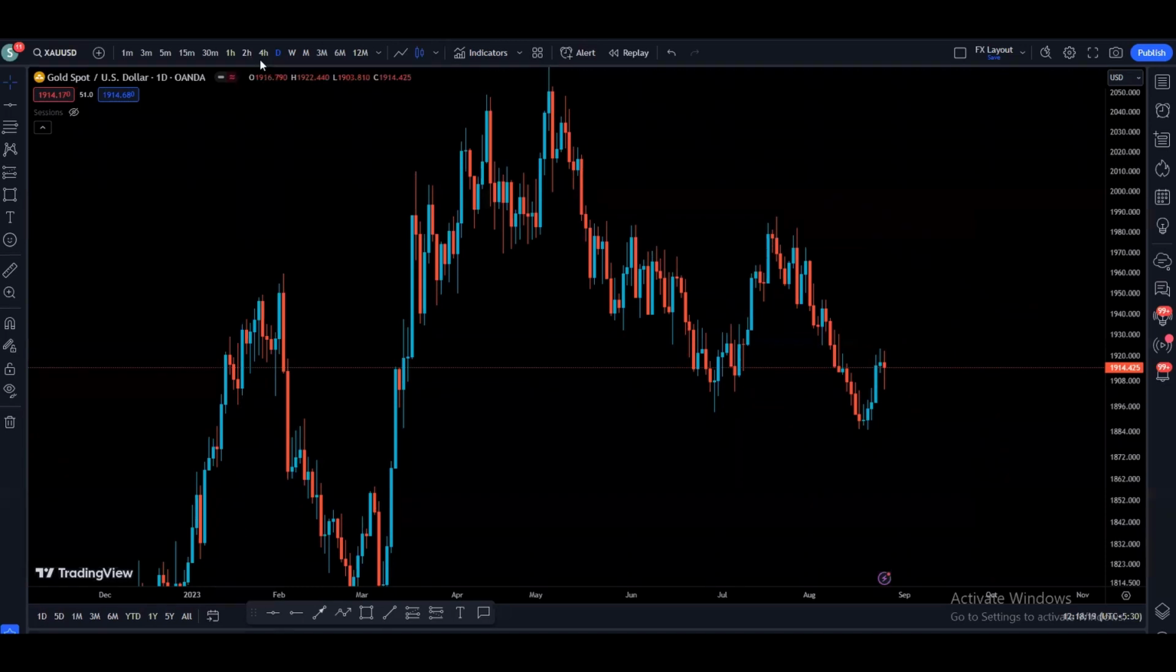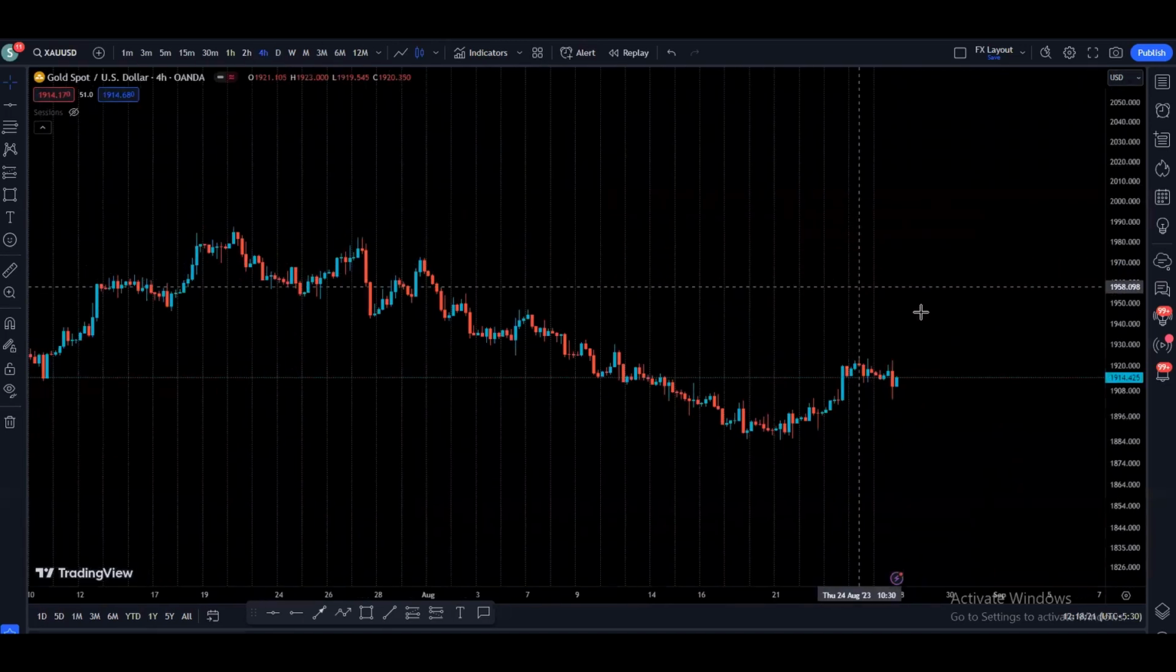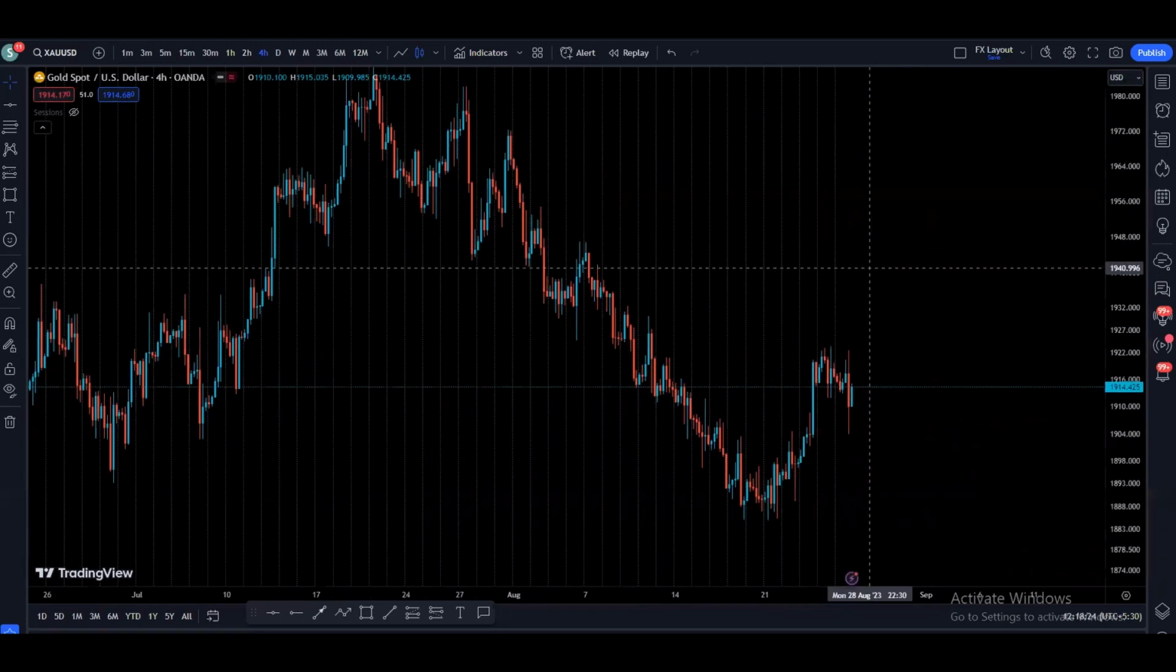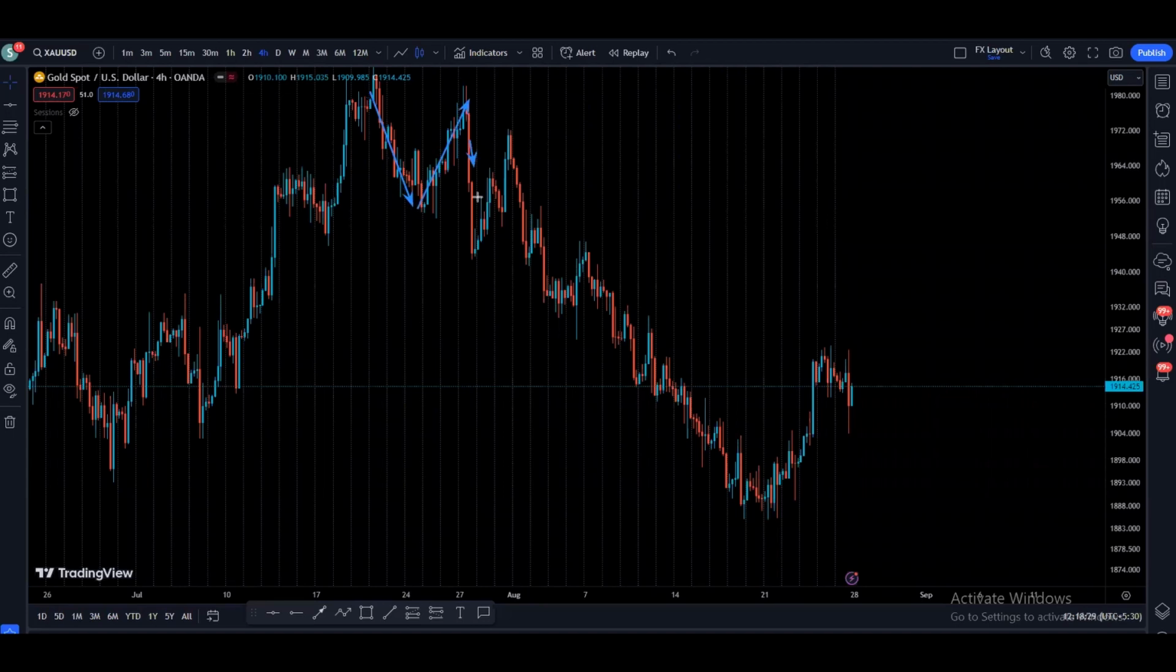Now let's go to a 4-hour time frame to see what is happening. As we can see, before on the 4-hour time frame, we created a low, lower high, lower low, lower high, lower low, lower high. And as you can see, the price kept going to the downside, maintaining this lower lows and lower highs structure. Then here, we did a little bit of consolidation in this area. And after that, we broke these highs, created a new high.